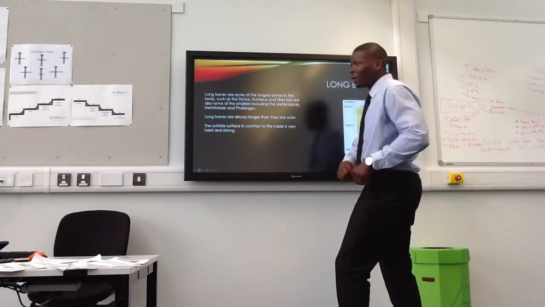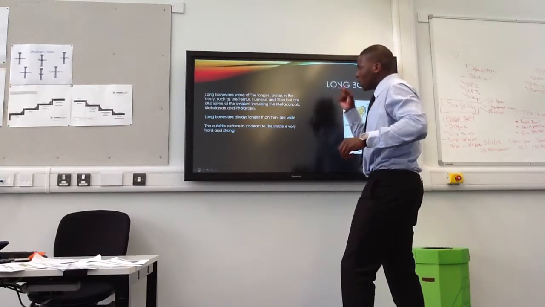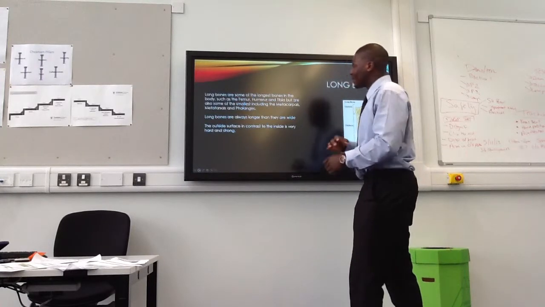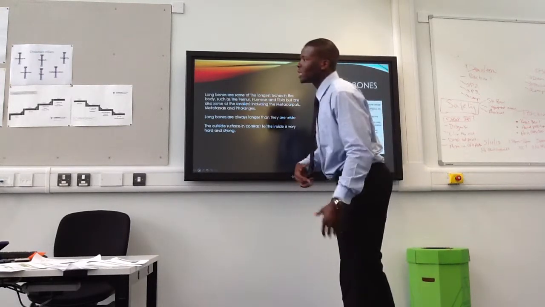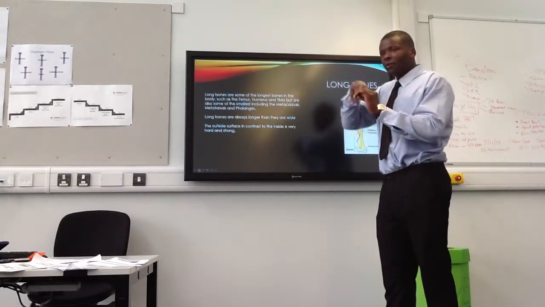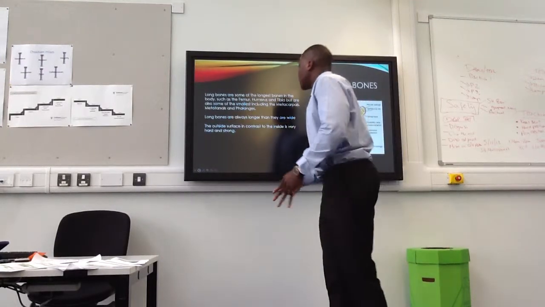So it's very long, but it's not as wide as it is long, because it's a long bone. So that's one of the characteristics of a long bone. It's longer than it is wide, and it doesn't always have to be the big bones that are the long bones, because they can also happen in the hand right here. Because this is longer than it is wide, so that makes it a long bone.